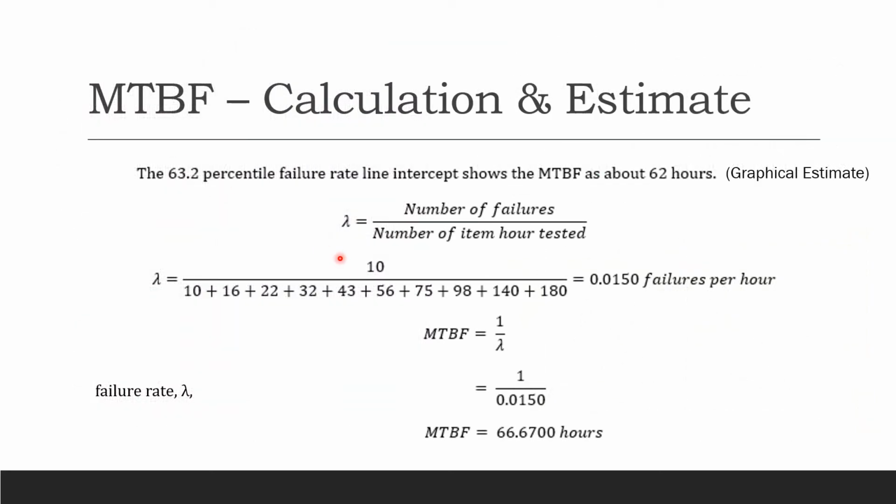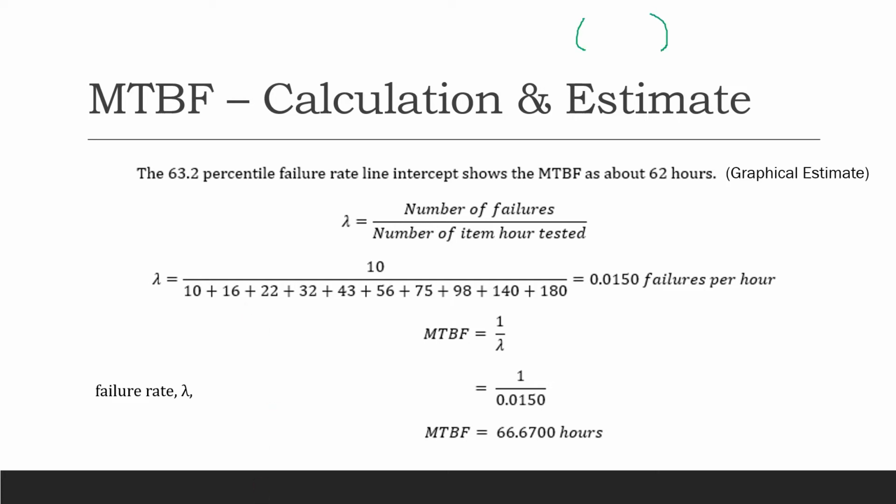Okay, so let's get into the MTBF calculation again. We already know the MTBF is the reciprocal of your failure rate. We know how to get the failure rate. Just a recall, a review right there: the number of failures divided by the number of item hours tested. Here you have already calculated the number of item hours tested, so that's 10, 16. And you don't have to calculate it as in the first example.